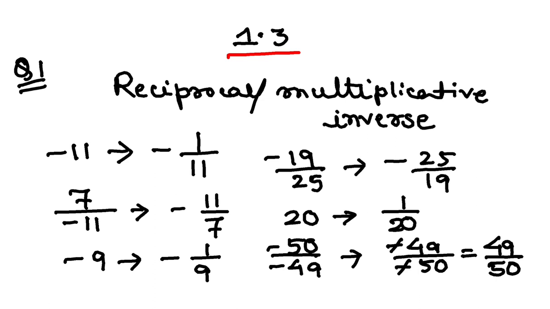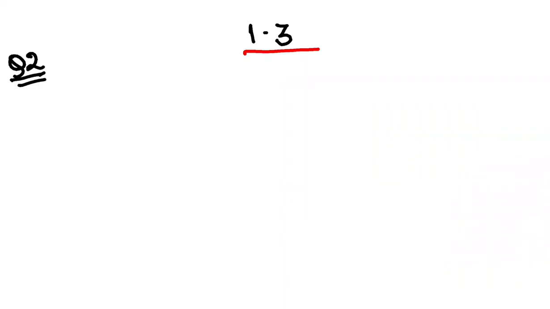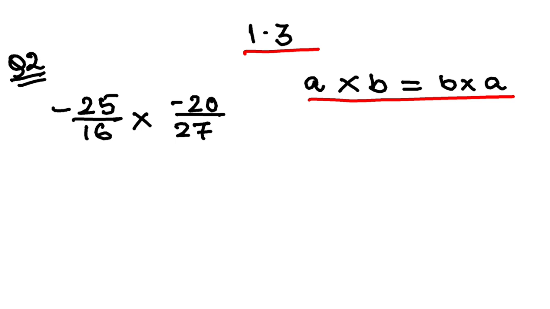Now let us discuss question number 2. Now in question number 2, you have to verify the commutative property. Again, let us discuss what is commutative property for multiplication. A into B is of course always equal to B into A. Okay, so for the given questions you have to verify this particular property. Okay, let's take one question. Minus 25 by 16 into minus 20 by 27. This you have to verify.